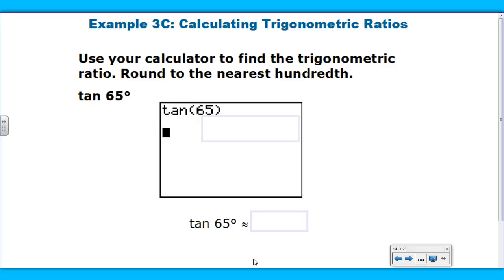So we're just practicing each of the different ratios. Tangent of a 65-degree angle, rounded to the hundredths, is 2 and 14 hundredths.